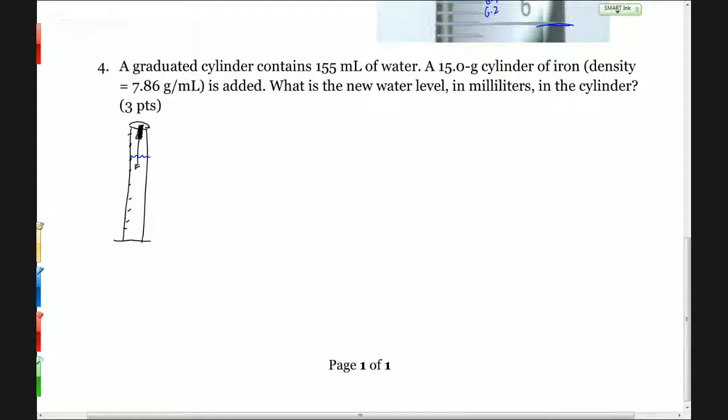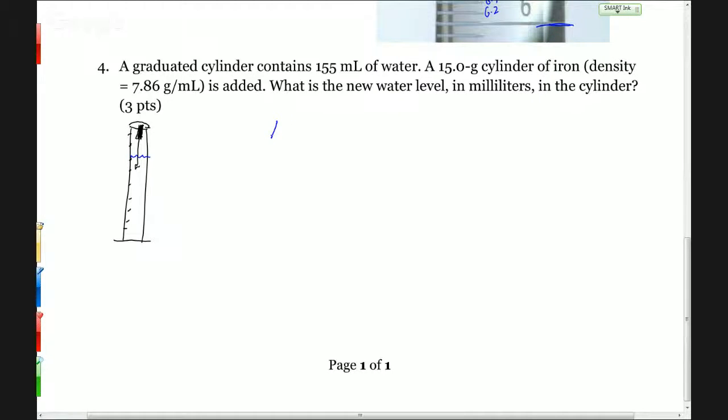So in this case, we want to figure out how much space that iron piece would take up. And when it's put into the water, the water is going to rise by that much, however much space that piece of metal takes up. So how do we find how much space something takes up if we only know its mass? Yeah, the density will give you that volume, and that's the space that it takes up.